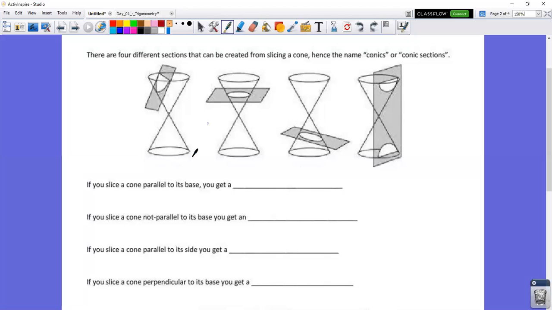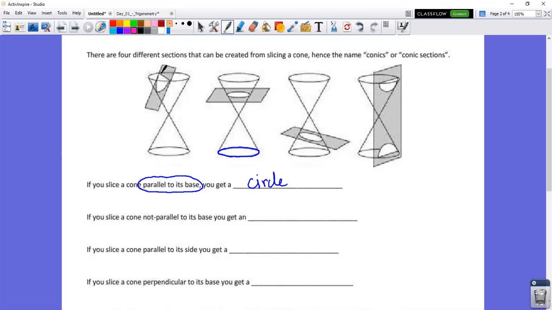So looking at this one, if you cross the cone parallel to its base, this round object here, every cone has a cross section that's a circle if you cut it parallel to its base. Now granted this is in perspective, so of course it doesn't look like a circle, but it would be a circle if you were looking at it from the top view. It would be perfectly round, and the distance from the center everywhere else would be the same. So parallel to its base, you get a circle.